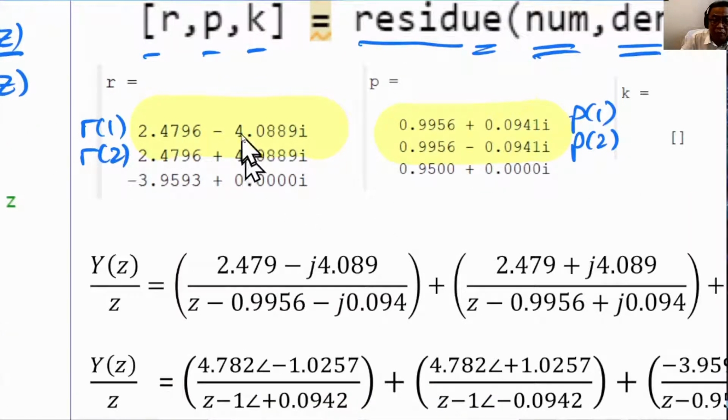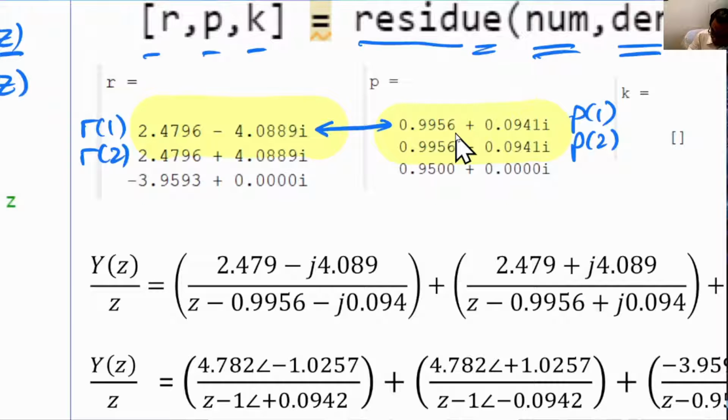Now look at R1 and R2. They are complex conjugates of each other. The poles are also complex conjugates of each other. So this is not an accident. We are interested in the pole position that has the positive imaginary part. So look, this is the real part and positive imaginary on top, real part and negative imaginary below. Let's focus on this pair.